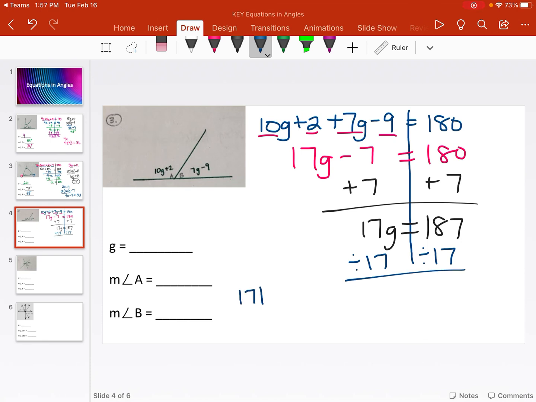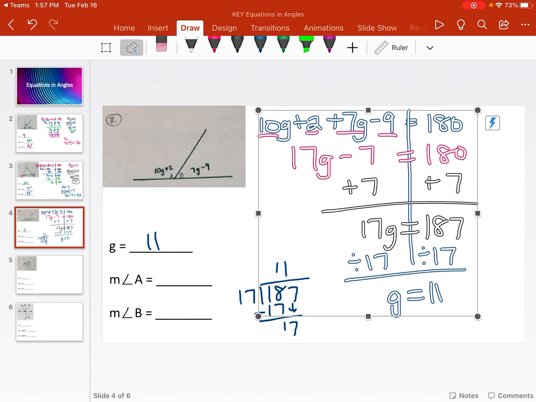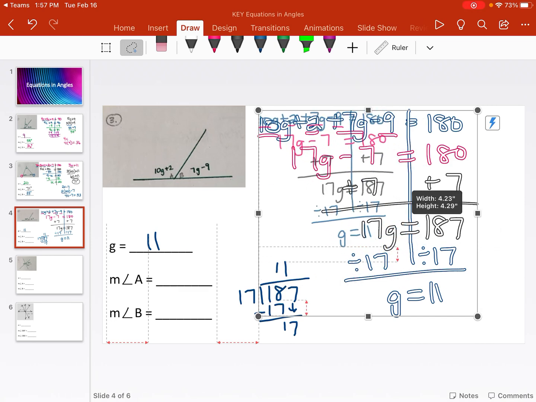So I have 17 going into 187. 17 goes into 18 once. 1 left over, bring down my 7, and 17 goes into 17 once as well. So 11. g equals 11. Go ahead and shrink that down, give myself some more space again.